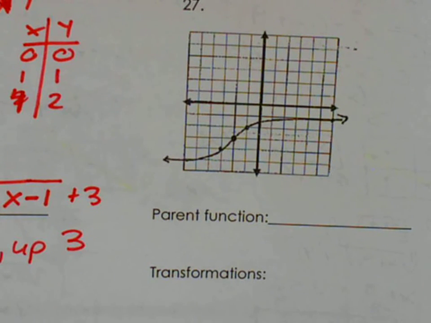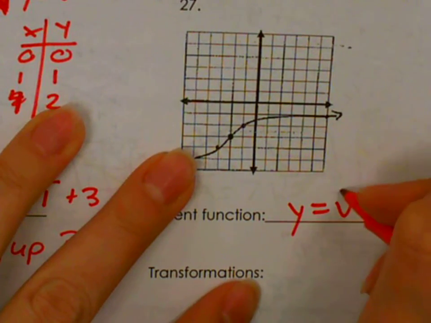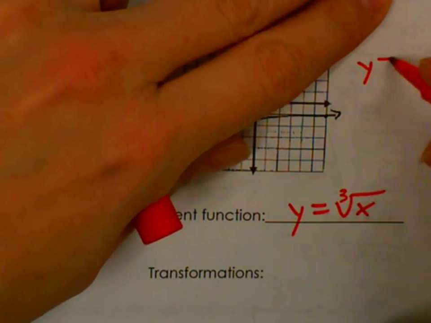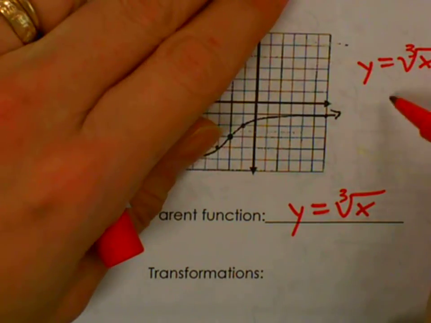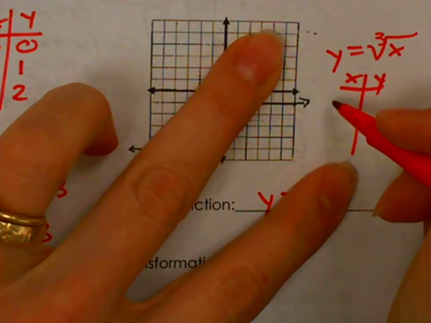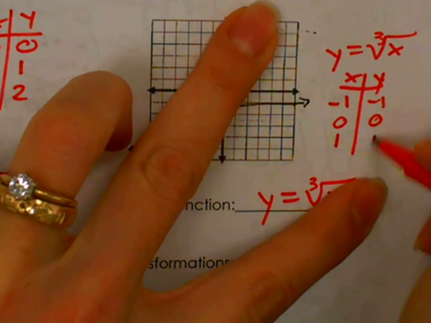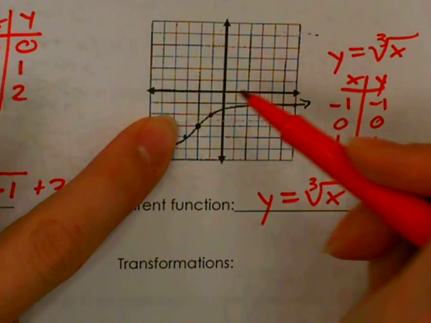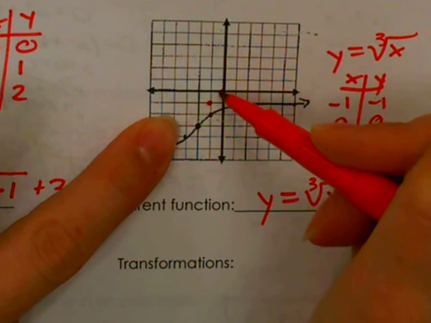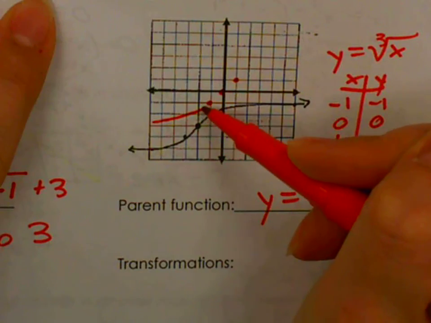Number 27. So again, in your head, hopefully you see that this one is a cube root. So my parent function is cube root. So let's quickly graph the cube root and see what that would look like. We want to put some perfect cubes here. So negative 1, 0, 1. So I've got negative 1, negative 1; 0, 0; and 1, 1. So it goes like this.